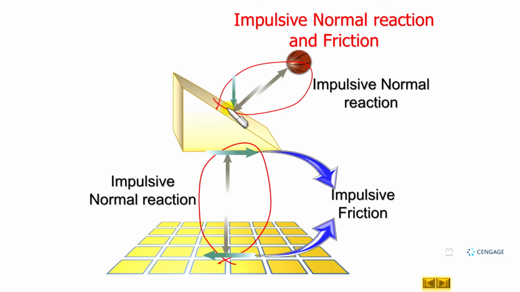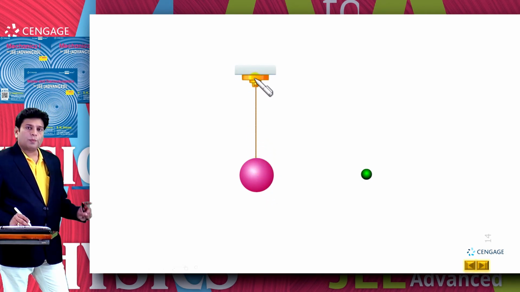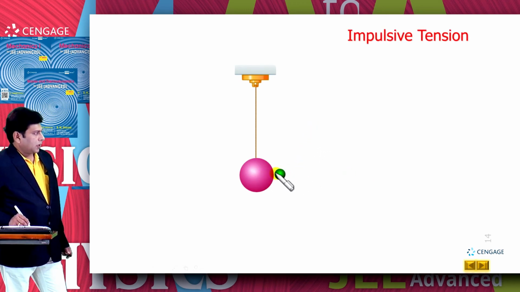Now let us discuss the impulsive tension. You can observe here a sphere of certain mass attached to a string and finally to the rope. And here is a particle. Suppose I throw the particle toward the center of the sphere like this. You can observe here the collision occurs.